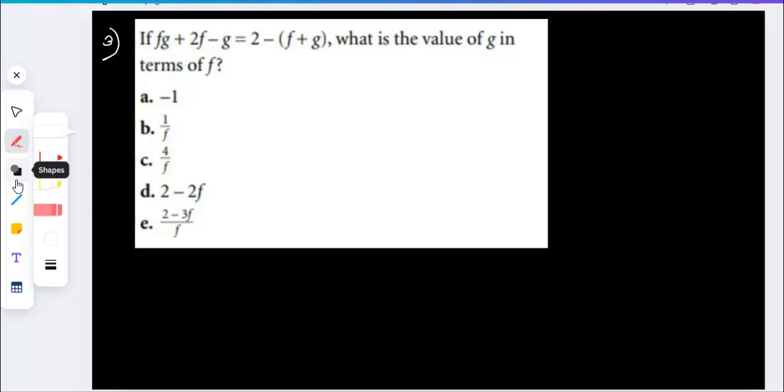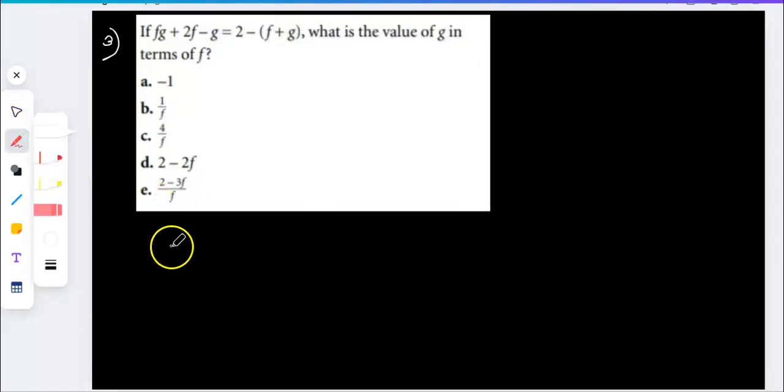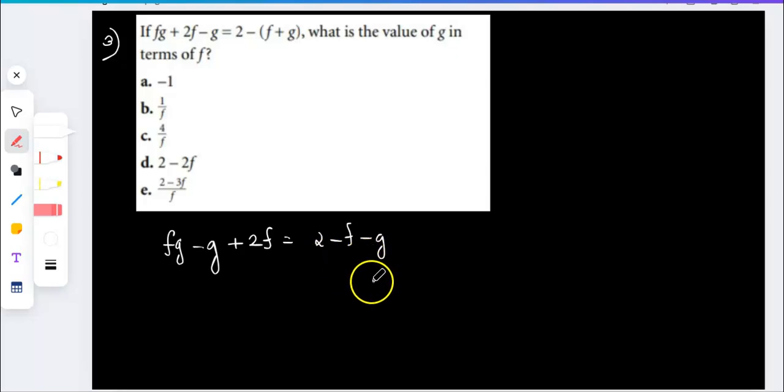So basically we have to find the value of g in terms of f. So g is what we are solving for. Bring every term with g onto your left hand side. Here I already have an fg and a minus g on the left side. First, let's open the parenthesis to avoid confusion. So 2 minus f minus g. Once I open it up, I'll get minus f minus g on the right side.